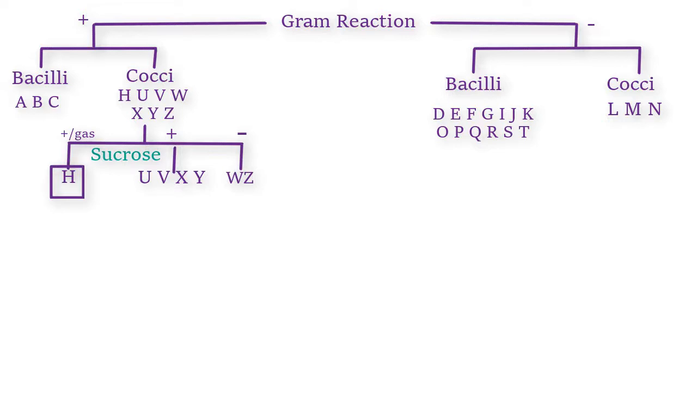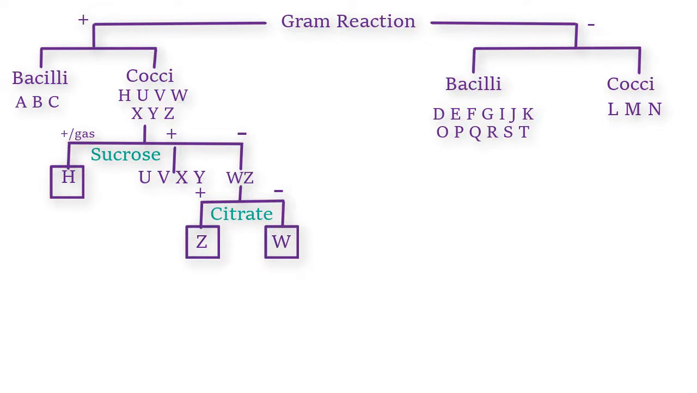I want to pick a test that will determine the difference between W and Z. I've decided on citrate for this one, so I'll just make another heading and I put citrate. I have two possibilities for citrate on this, either positive or negative. I see that Z will give me a positive reaction while W will give me a negative reaction. Again, I have completed that by individualizing those two bacteria.